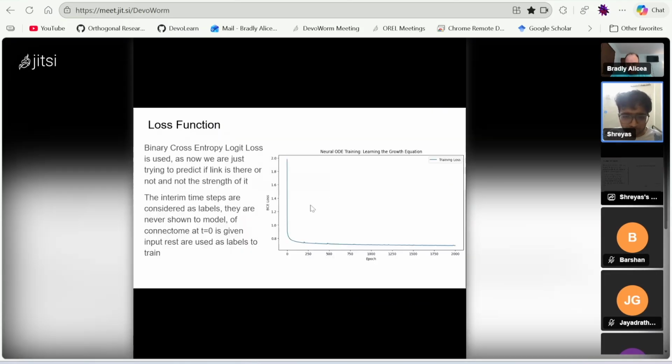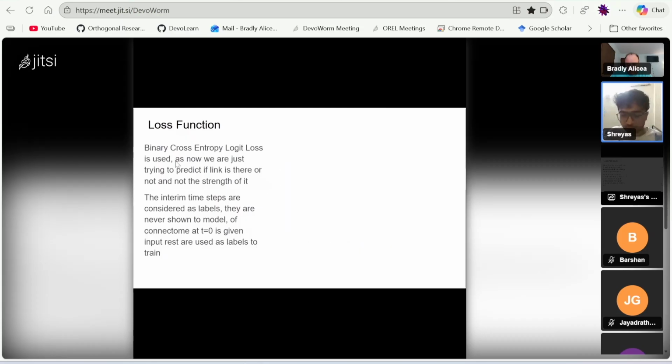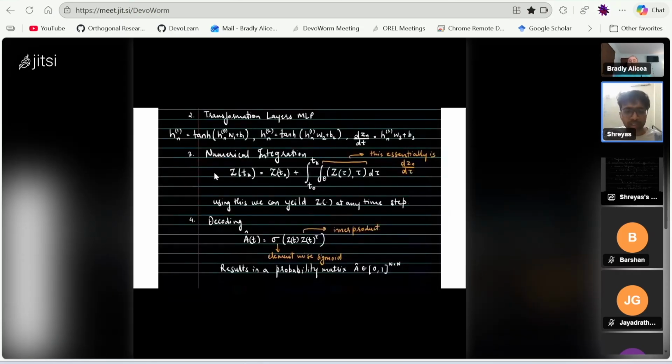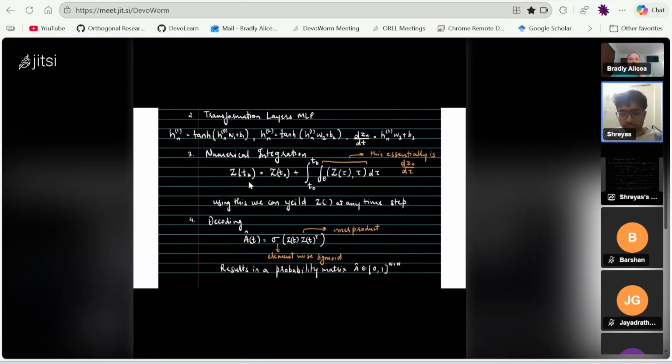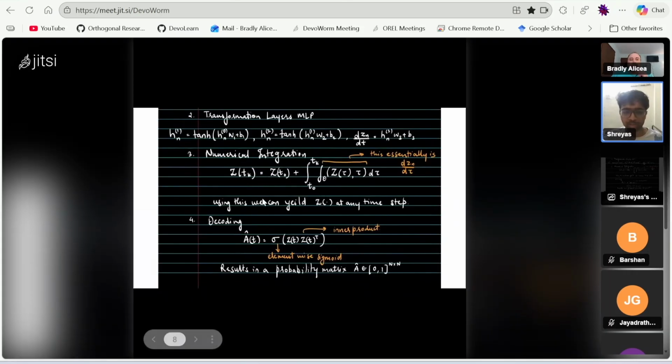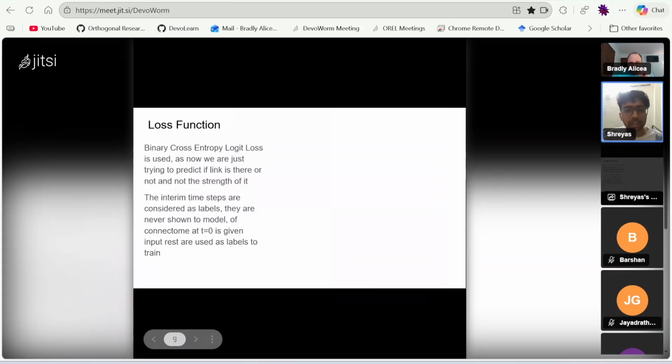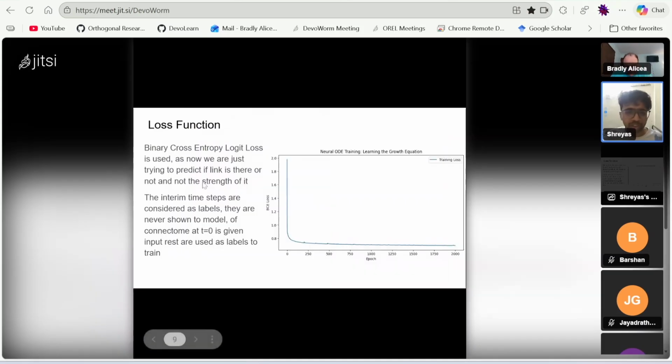Coming to the loss function, okay, before I go to the loss function, are there any questions on the ODE, the neural ODE part? No. Okay, cool. Coming to the loss function, I'm using binary cross entropy with logits loss because my outputs as of now are zeros or ones, as to whether a connection is there or not. That's why I'm using a binary cross entropy loss.